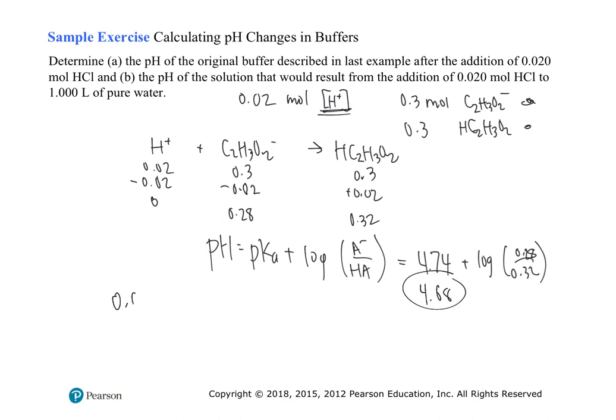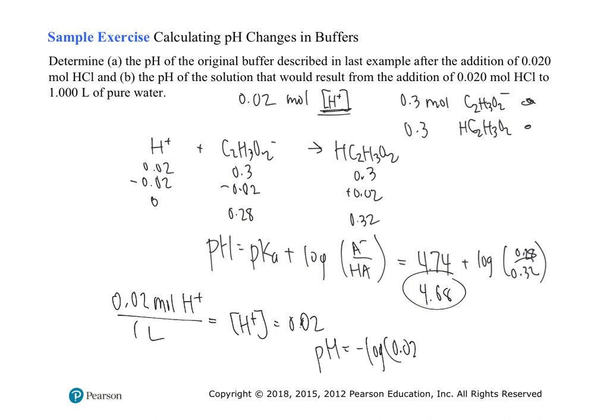Now if I take that 0.02 moles of H plus and I add it into 1 liter of water, my hydronium concentration is 0.02. So if I want to do pH, it'll be negative log of 0.02 molar, and I get a pH of 1.70. So to go from neutral, 7.0, down to less than 2, that's a huge change. So buffers are awesome because they really keep that pH really stable.